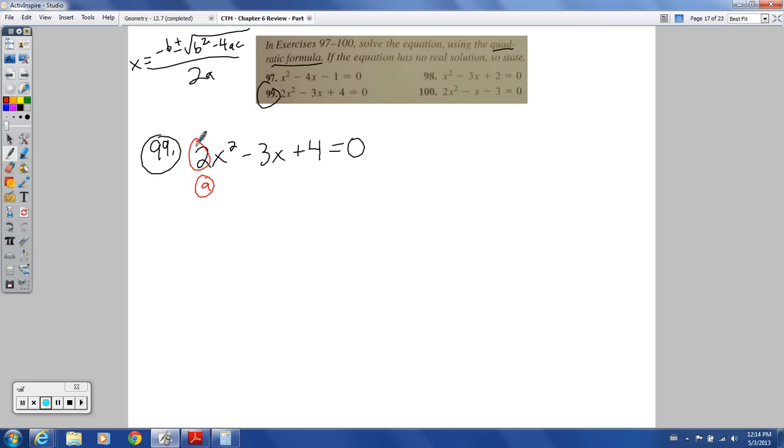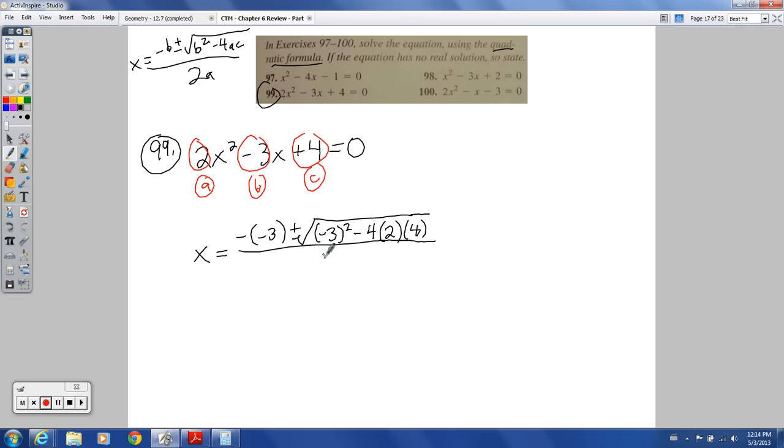What's your a, b, and c? Your a is 2. Your b is negative 3. Your c is negative 4. So we're just taking the formula and plugging those numbers in. So we have x equals negative, the opposite of negative 3, plus or minus the square root of b squared, which is negative 3 squared, minus 4 times a times c, all over 2 times a. So just simplify this now.